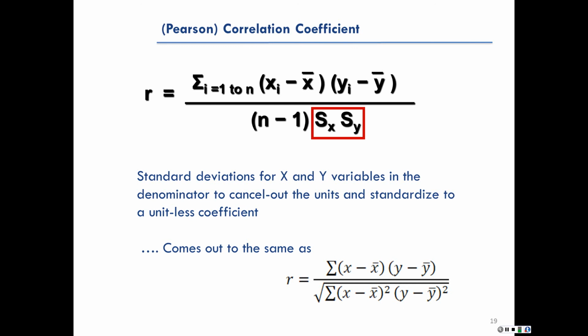And so the formula on the top there also comes out to the same as the formula on the bottom, where you're taking the sum of squares for the variable x and the variable y in the denominator and multiplying them together and taking the square root.